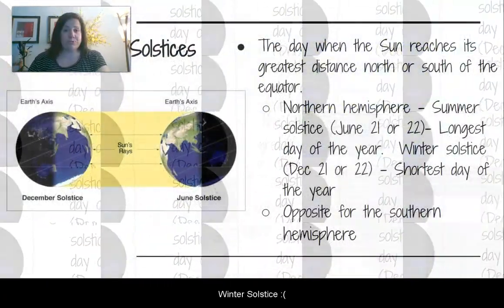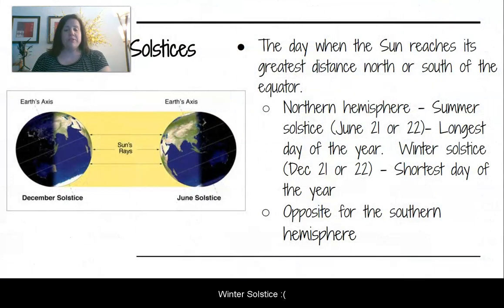Solstices are kind of fun days. Well, one of them is super fun. The other one, not so much. They are the longest and the shortest days in terms of sunlight. So the winter solstice is going to be a pretty depressing day, at least in my mind. That's the shortest day of the year. That means that is when we are going to get the least amount of sunlight.